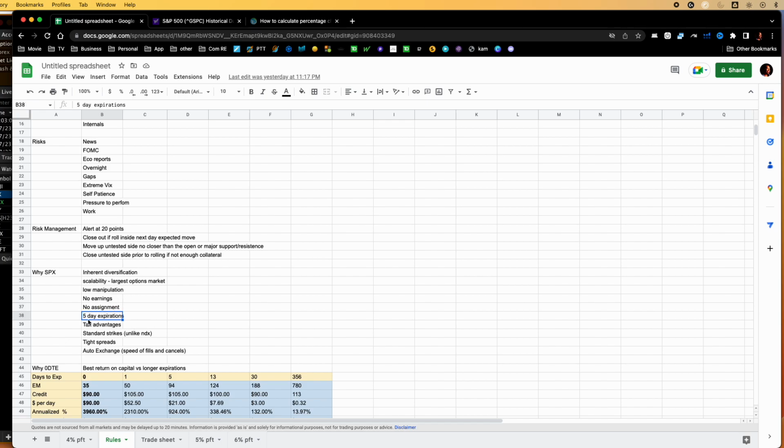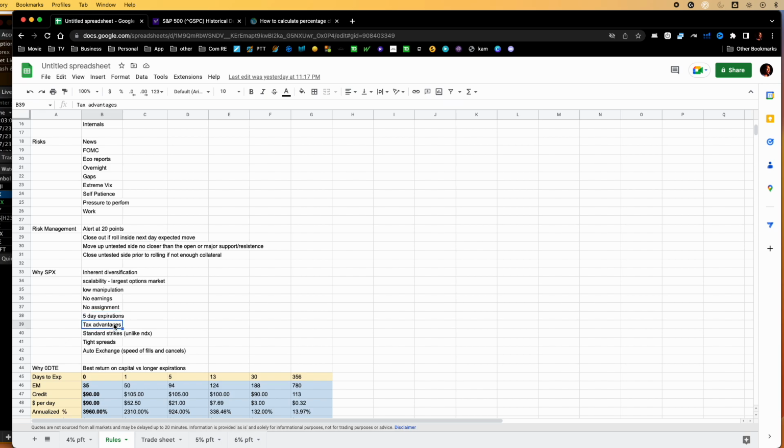5-day expirations. This is humongous. It didn't used to be like this. This is very new, as of 21 or 22 or something like that. It used to be 3 before that, which was great. Before that, it used to be weekly, and before that, it used to be monthly. Below, I'm going to talk about why we do 0DTE, so I'll expand on why this is so great at that time.